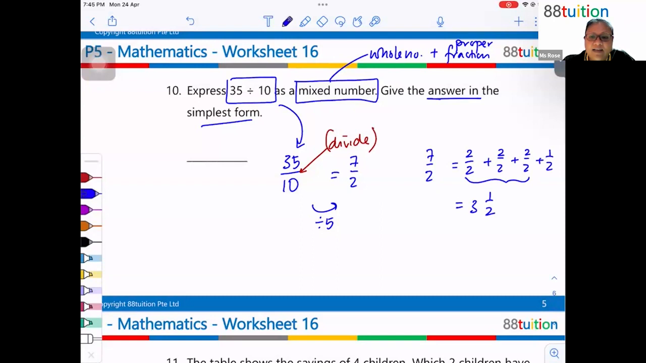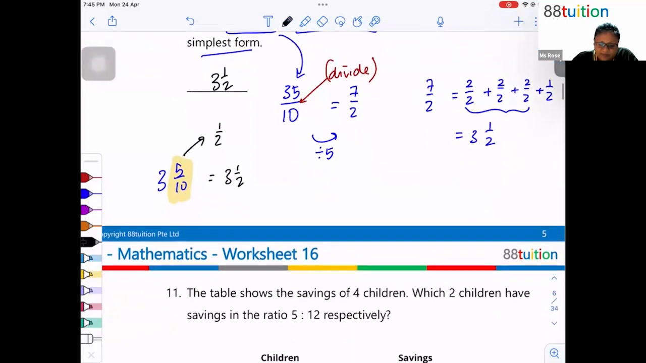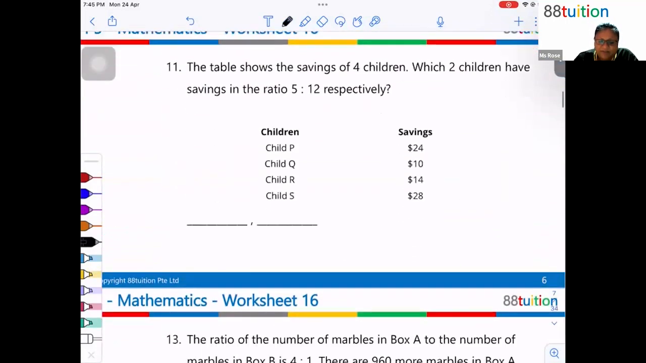Liana's answer can be simplified further. So Liana's answer is 3 and 5/10. Now take note that this 5/10 can be simplified into half. So as a decimal it will be 3.5. All right. Okay. Now, moving on to question number 11.